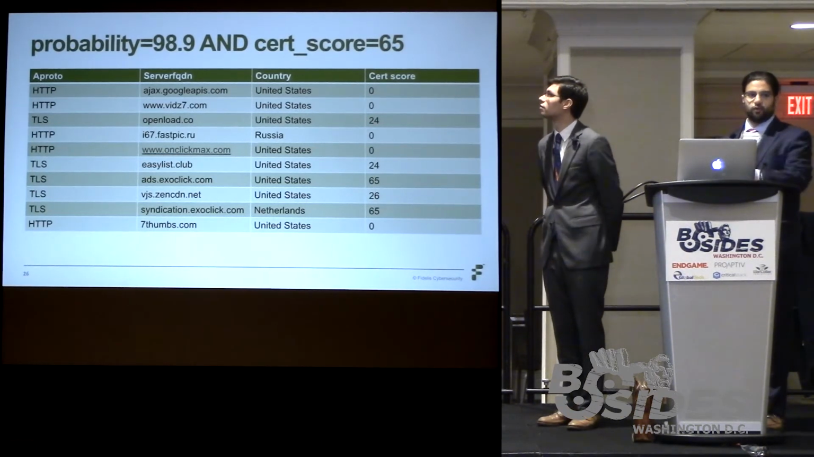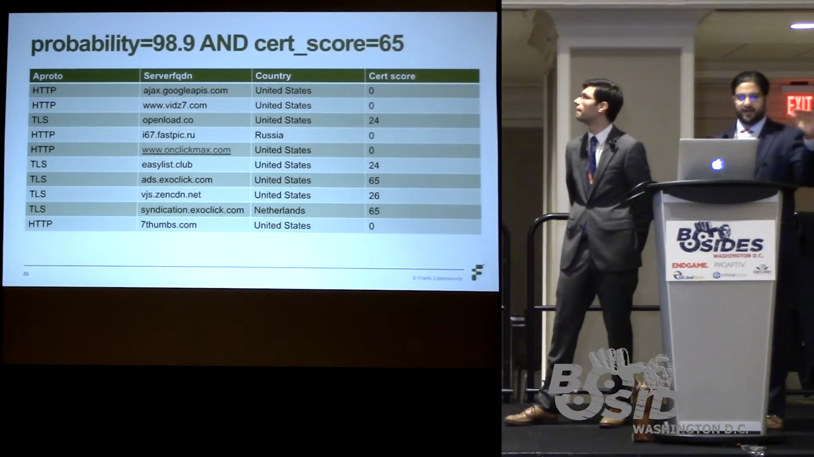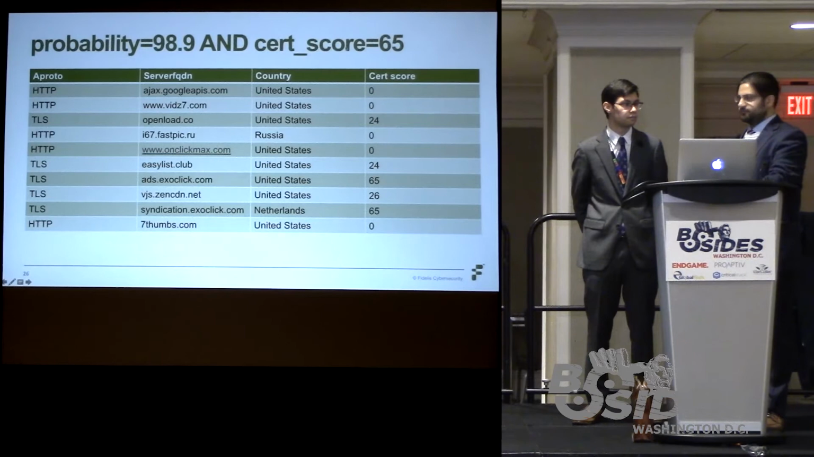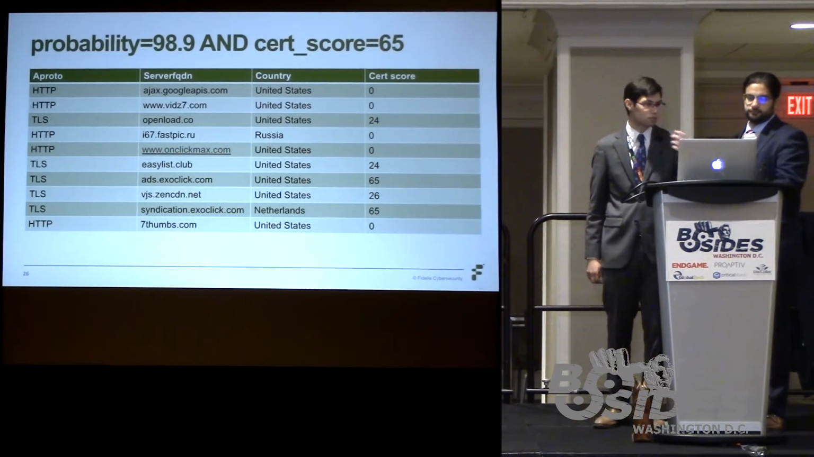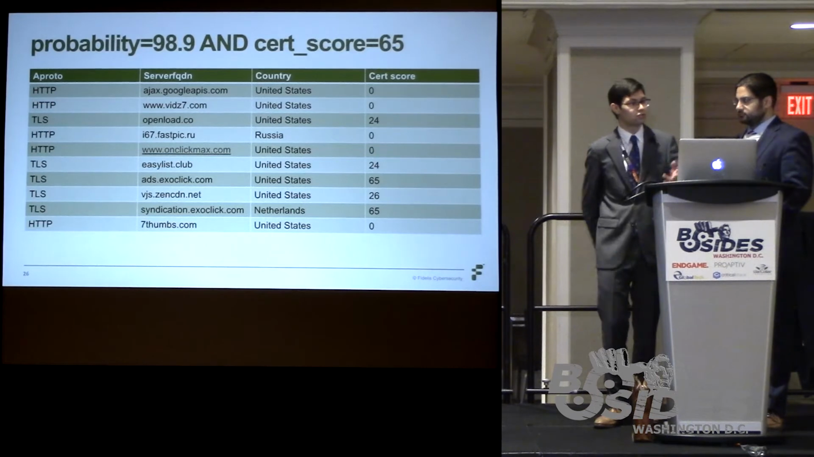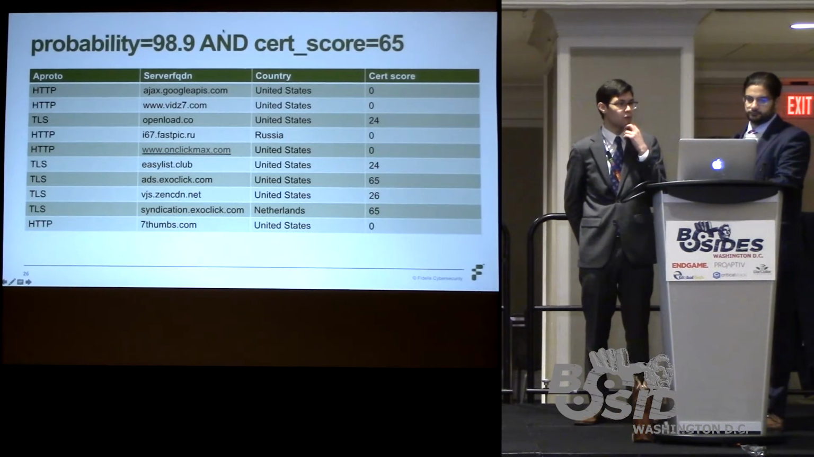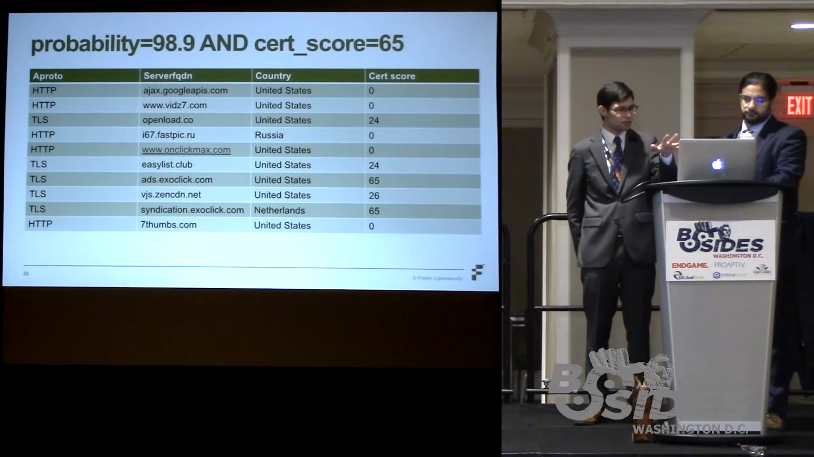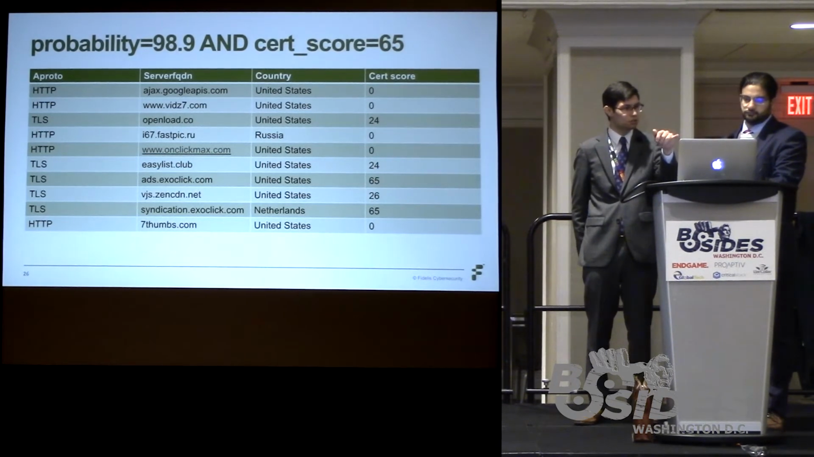Here, for the sequence, we're taking the highest score for the certificates, for all the different certificates that comprise the session. And so here you can see this is the sequence of sessions. It starts off, if you want to walk through it, with a couple of HTTP web pages, one with Google APIs. Then it goes to vid7.com. And it does a lot of stuff in the US, but it has one HTTP session with Russia, fastpick.ru.